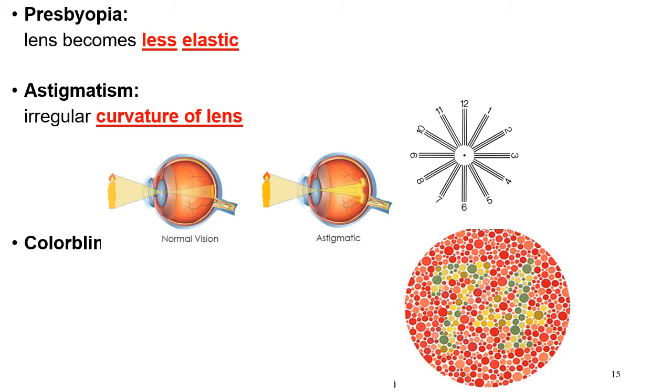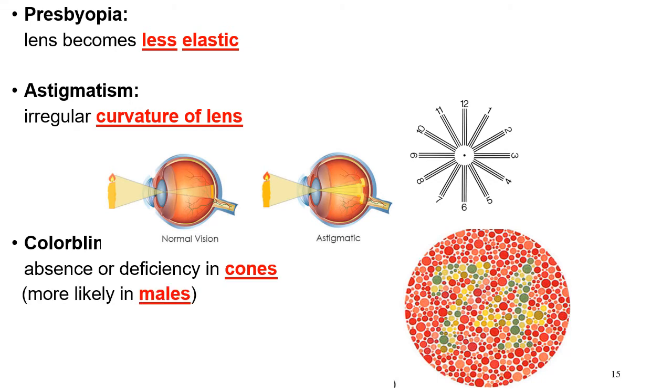Our next one is color blindness. Color blindness is going to result in the absence or deficiency of cones. Remember that cones determine color. Color blindness is more common in males than in females. It is possible for females to be colorblind, but it is not as common.